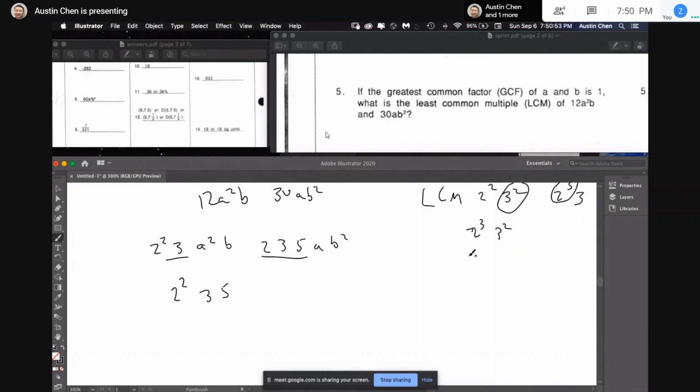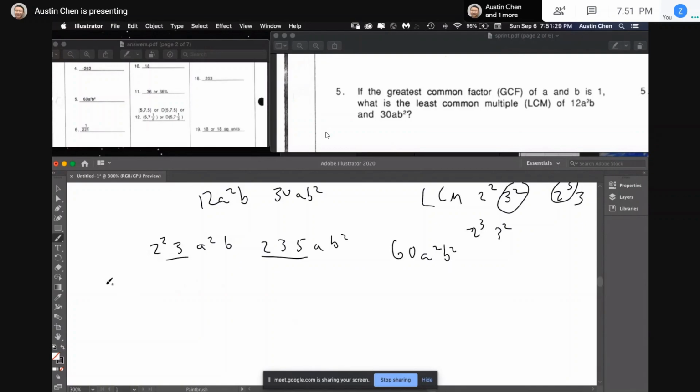But let me briefly explain why their solution of 60a squared b squared would not work if A and B were not relatively prime to 2 squared, 3, and 5. If A and B were relatively prime to these, meaning that they don't have 2, 3, or 5 at all, then it would be equal to this.